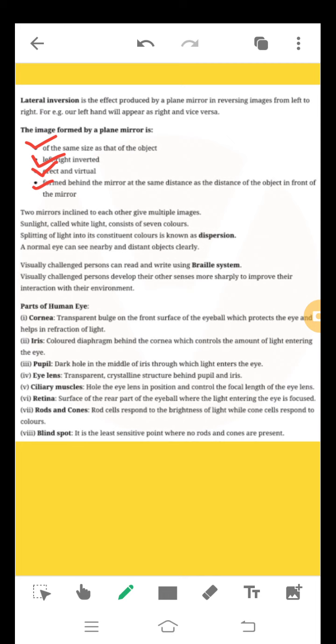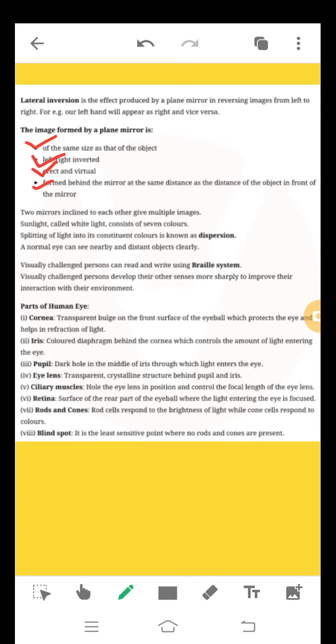We all can see things clearly because we all have vision, but visually challenged persons cannot read and write the normal way we do. So these people can also read and write using the Braille system. Visually challenged persons develop their other senses more sharply to improve their interaction with their environment.